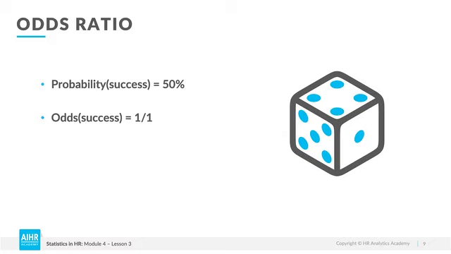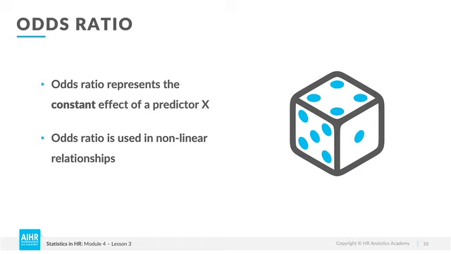We use the odds ratio instead of the probability because the odds ratio has some advantages in statistics. For example, in logistic regression, the odds ratio represents the constant effect of a predictor X on the likelihood that one outcome will occur. The key phrase here is constant effect. In regression models, we often want to measure the unique effect of each x on y. If we try to express the effect of x on the likelihood of a categorical y having a specific value through probability, the effect is not constant.